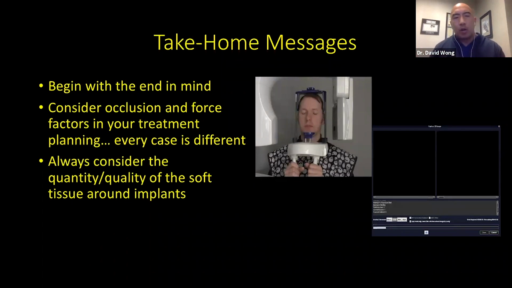Always consider the quantity and the quality of the soft tissue around your implants. If you don't have enough keratinized tissue or attached gingiva, get some. This is really important for a lot of patients, not every patient, because for some people, if they don't have enough keratinized tissue, they get recession around their implants, inflammation, plaque buildup, and they have a tough time keeping it clean. Not only that, they will suffer some increased crestal bone loss as well.